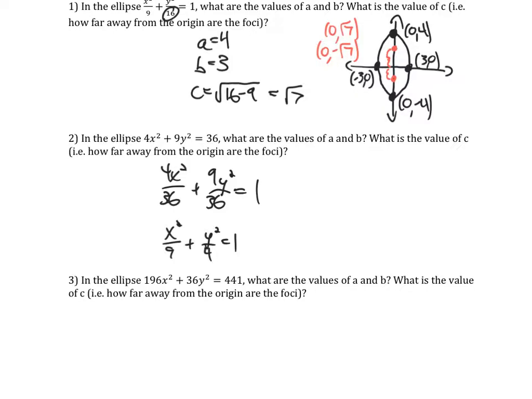So in this case, my a value is always going to be the larger of the two numbers, which is 9. That's a squared. So my a value would be 3. My b value would be 2, the square root of 4. And my c value would be root of 9 minus 4, which is equal to root 5. Again, that's also the coordinates of your foci.